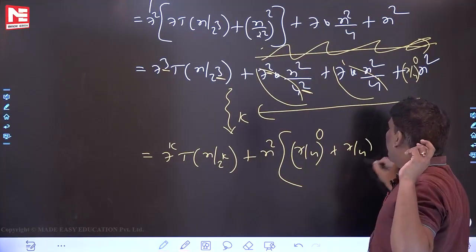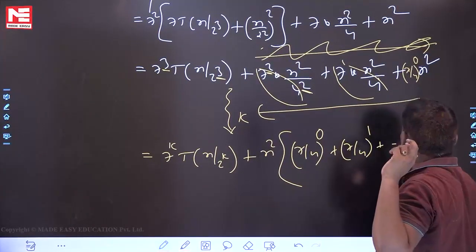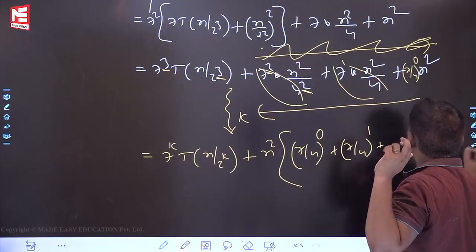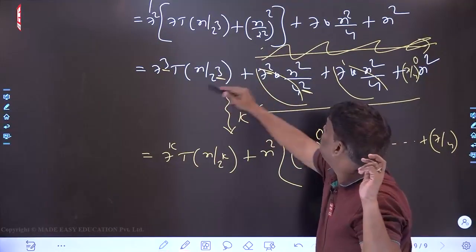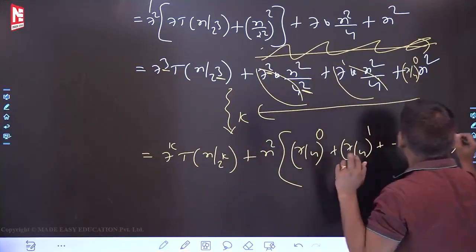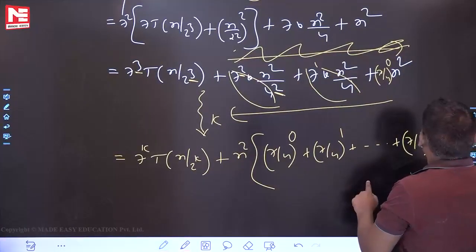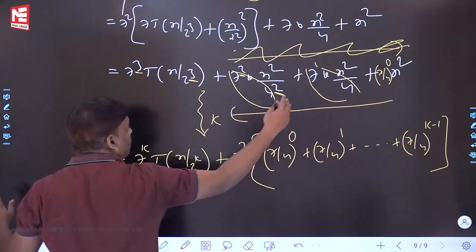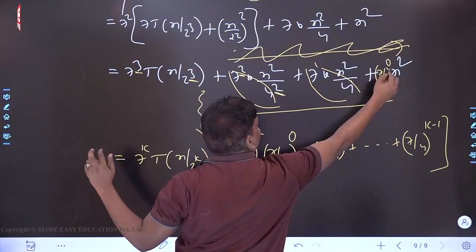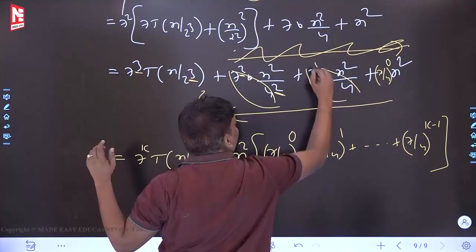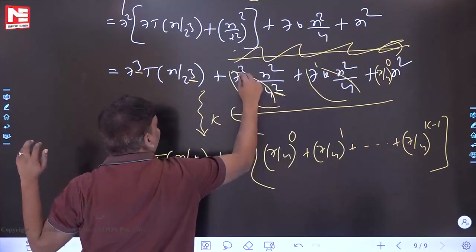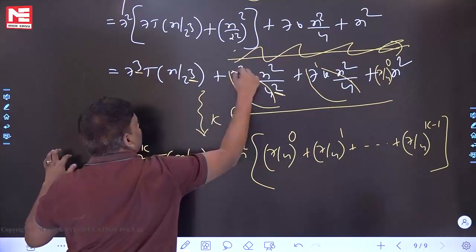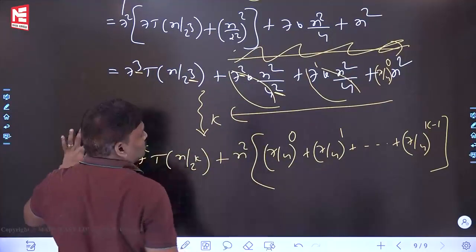7 by 4 whole power 1, and so on. What is the last one? 7 by 4 whole power, you only say. The 3 means it is the 2. The k means k minus 1. Right? k minus 1. I know some GP series is there. I wrote it in reverse order. See this one: n square common, 7 by 4 whole power 0, 7 by 4 whole power 1, and so on, 7 by 4 whole power k minus 1. The 3 means it is the 2, the k means k minus 1.